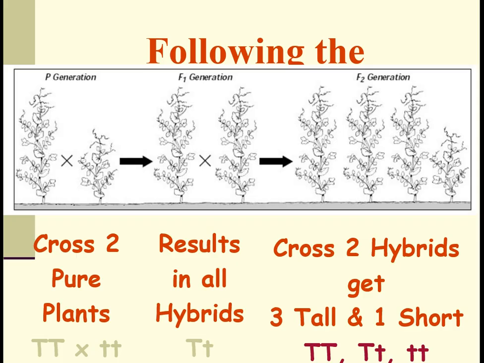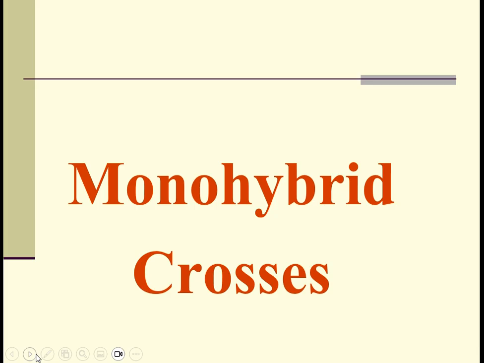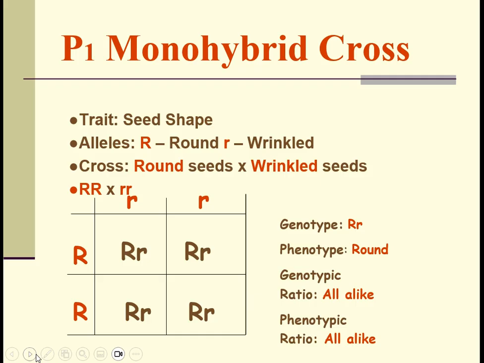So in all the crosses, one cross will be dominant homozygous, another cross will be recessive homozygous, which will be pure. It is for all the crosses. So let's learn about monohybrid crosses. P1 monohybrid cross. Trait: seed shape. Alleles: capital R, round, small r, wrinkled.